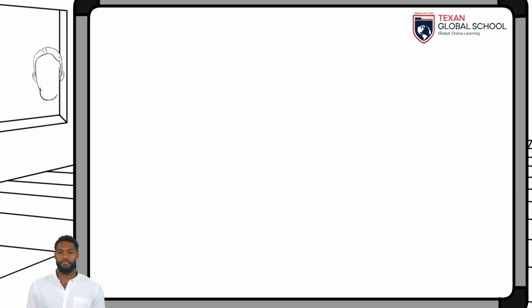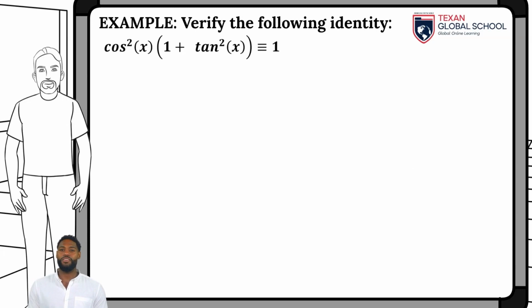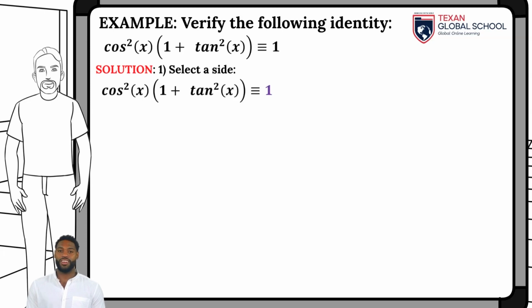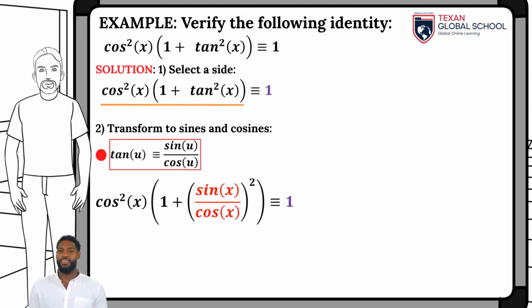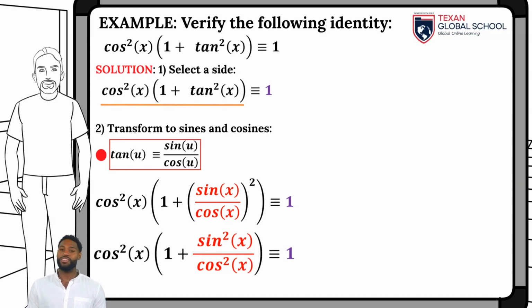In this next example, we are also requested to verify the identity. First, select a side of the identity. It is suggested to choose the most extended side to simplify it. In this case, we select the left side. The other side is not altered. Now, transform everything into sines and cosines using the fundamental identities. The tangent can be transformed as sine over cosine. But since it is squared, the result is sine squared of x over cosine squared of x.